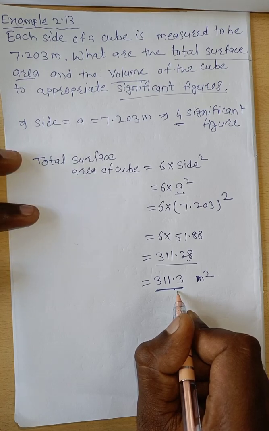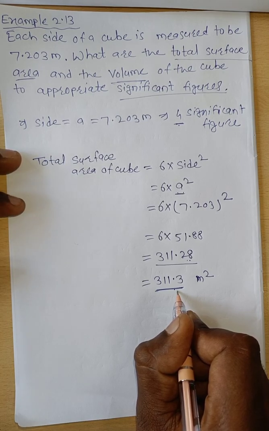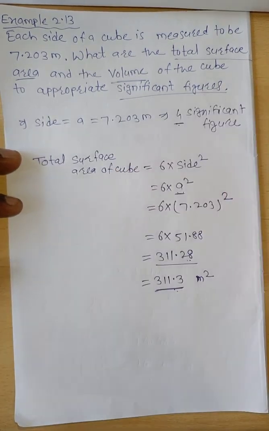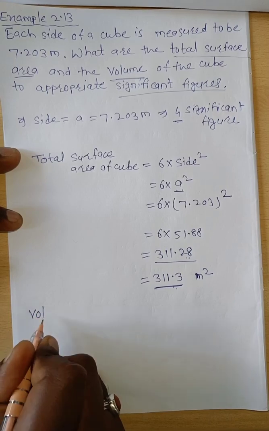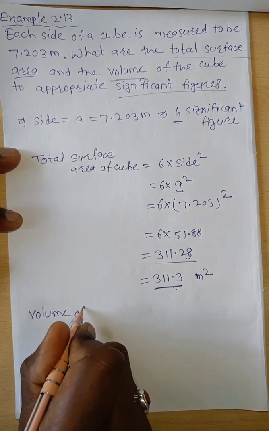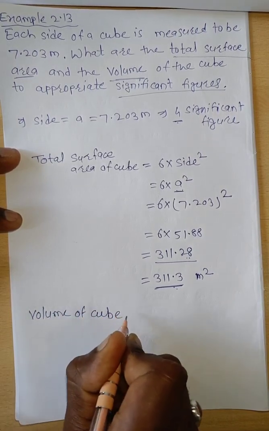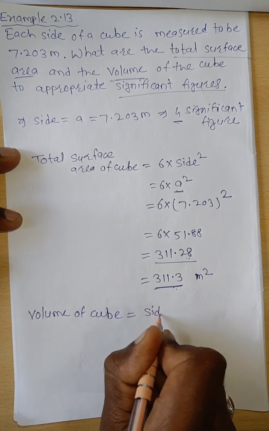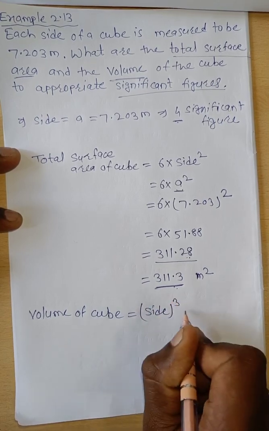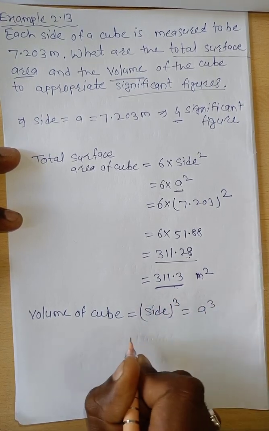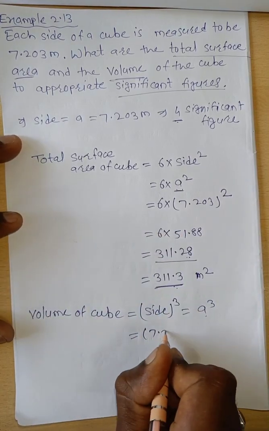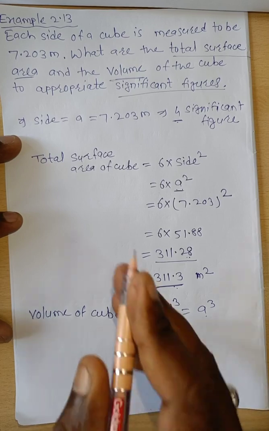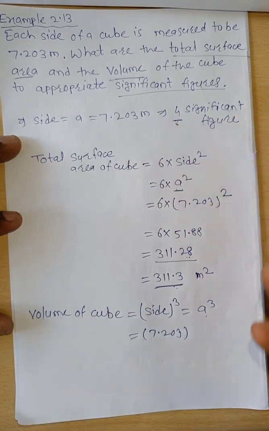Therefore, the total surface area of a cube is 311.3. This is in an appropriate significant figure. Now, we have to find out the volume of a cube. Okay, the volume of a cube formula is side cube, which means A cube. Then what is the value of A? A is 7.203. It has 4 significant figures.